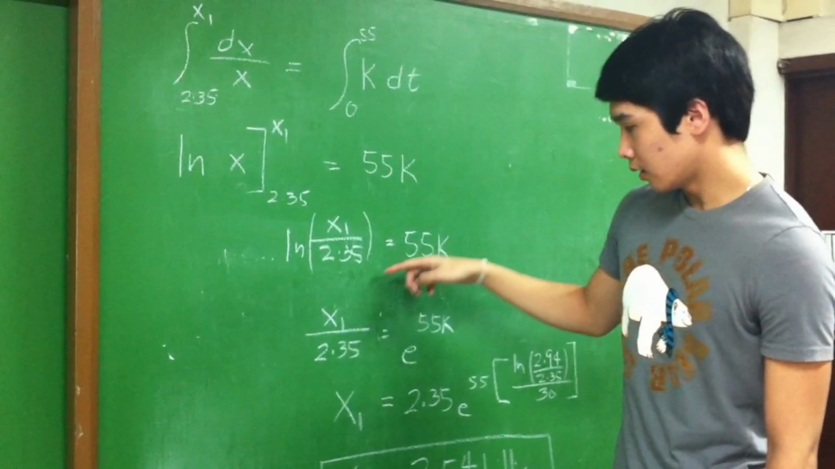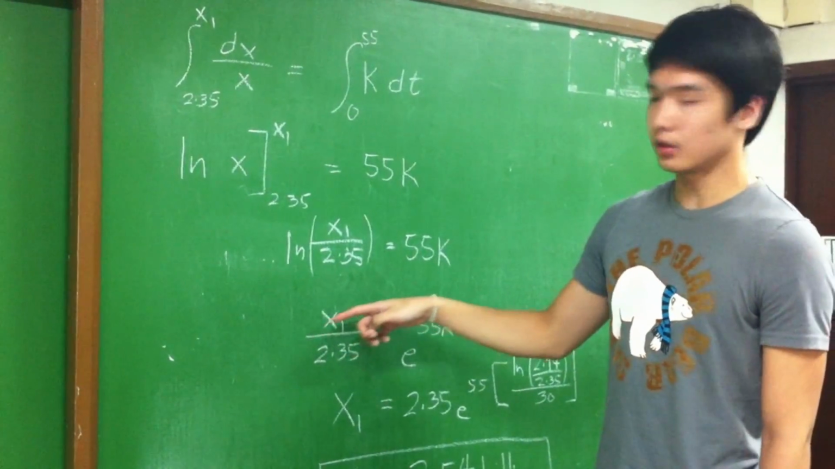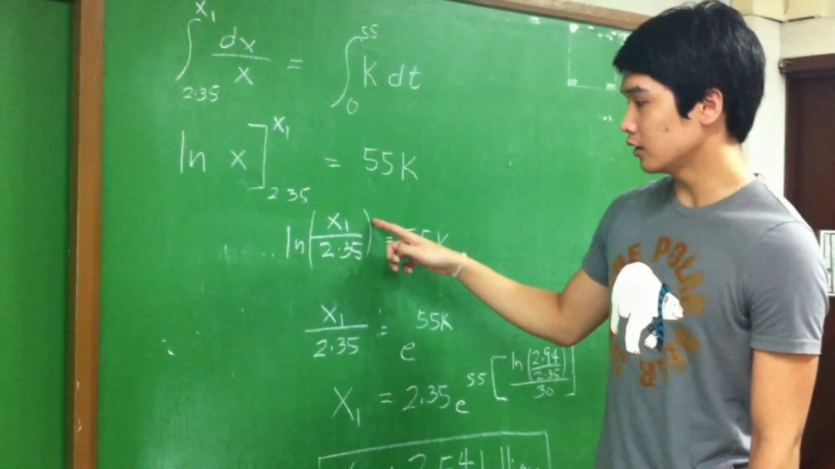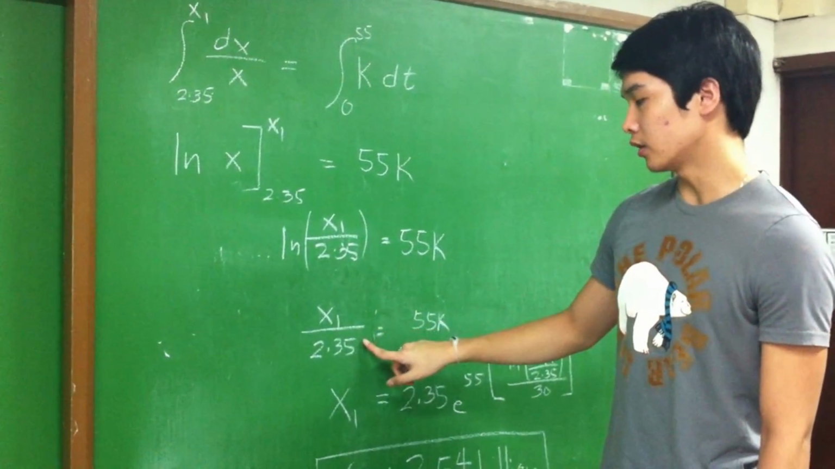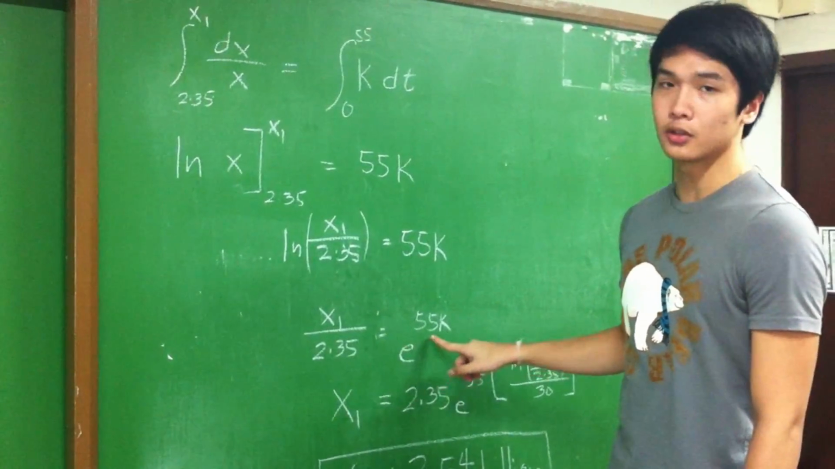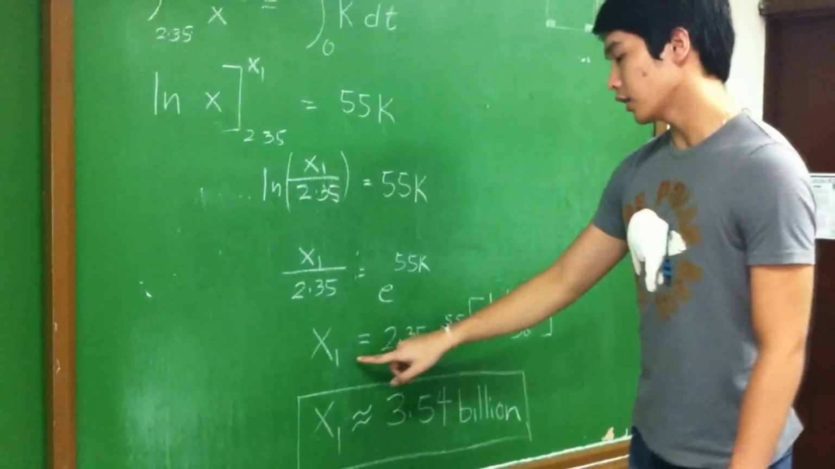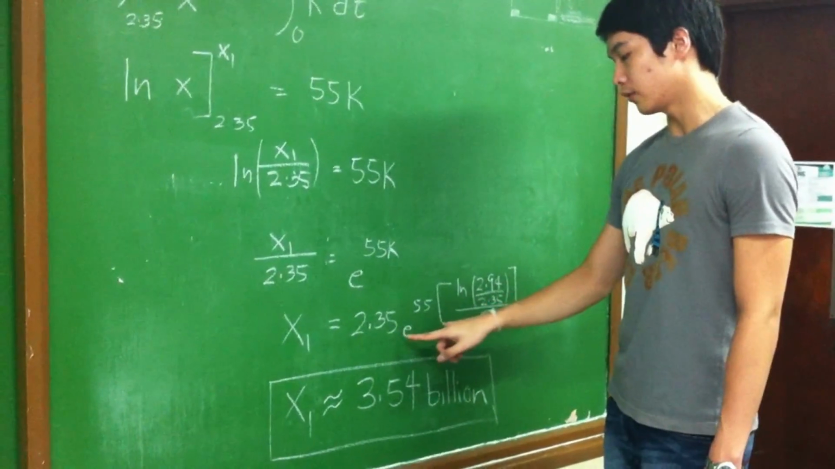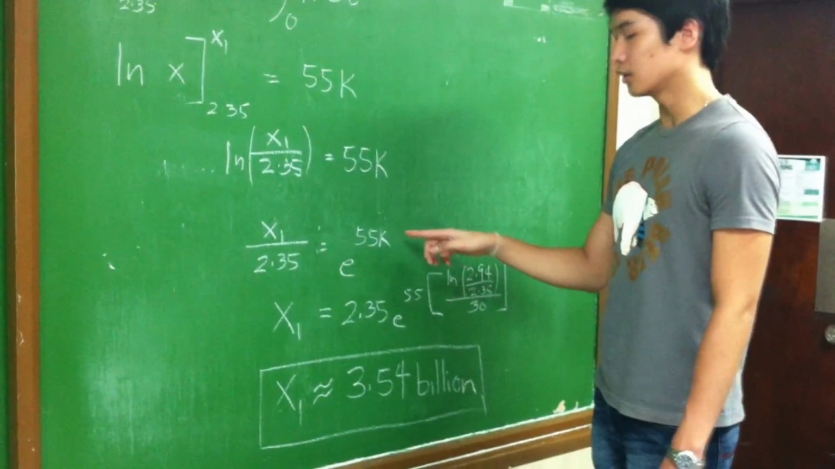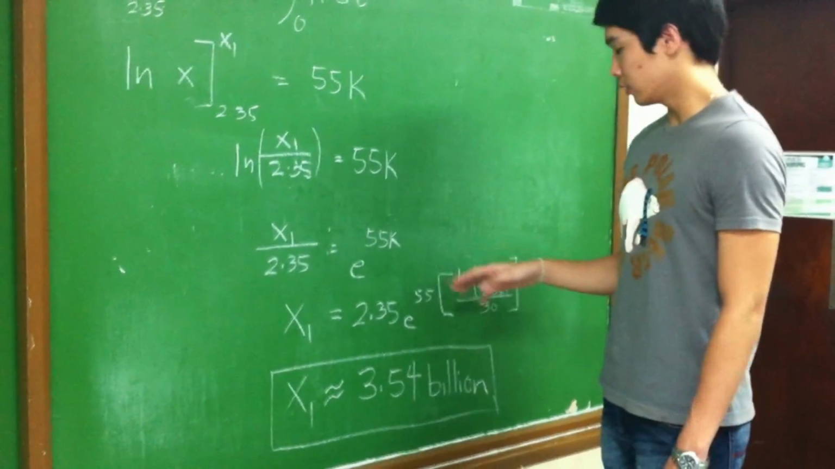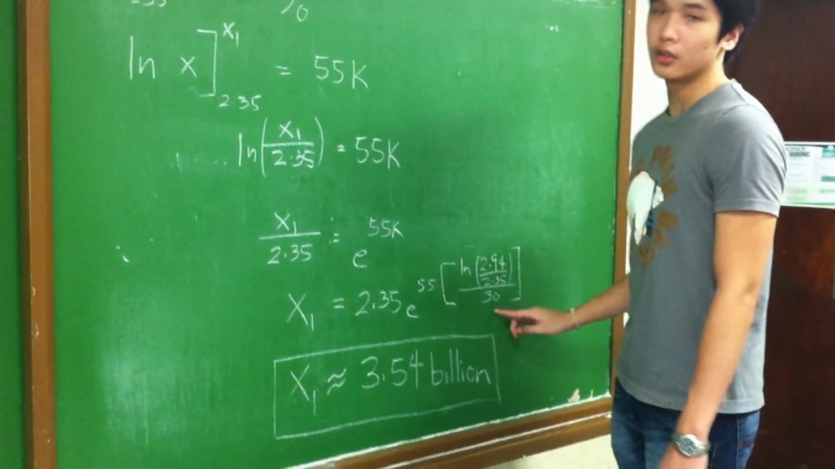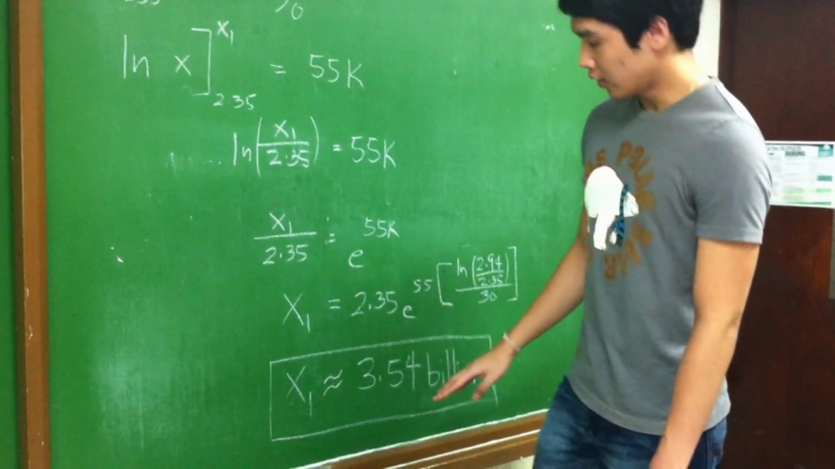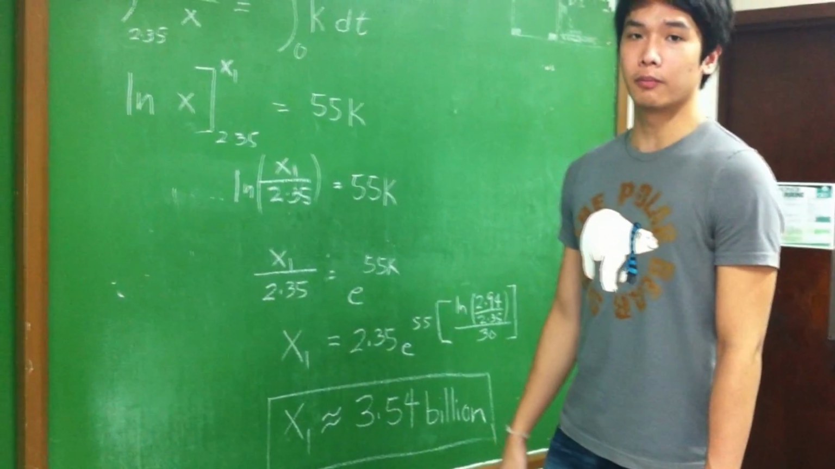e raised to ln is equal to 1, and this will become the constant. So x1 over 2.35 is equal to e raised to 55k, and x1 is equal to 2.35 e raised to 55k, where k is the answer from a while ago, ln of 2.94 over 2.35 all over 30. And x1 is approximately 3.54 billion.